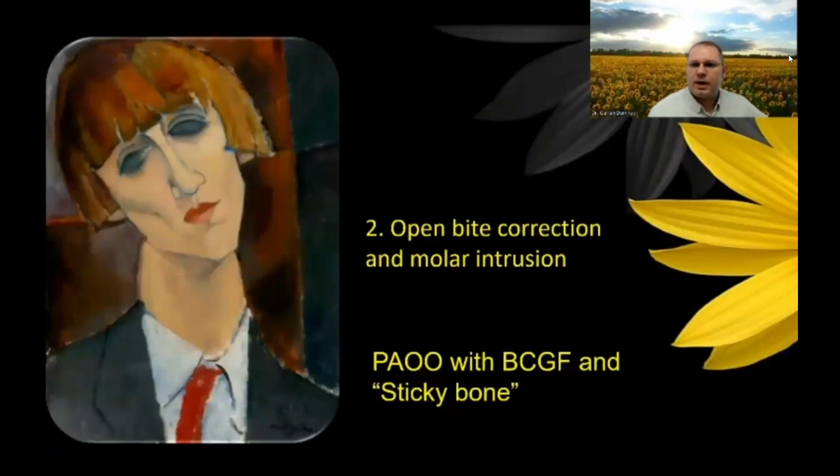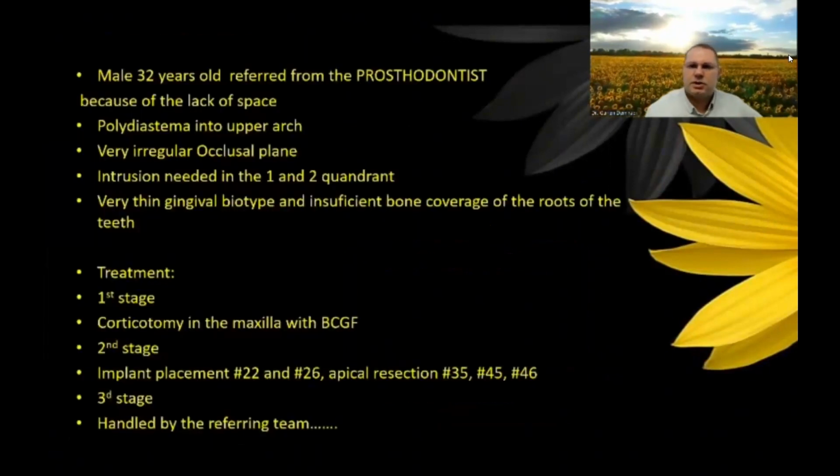Another case with open bite correction and molar intrusion. EAOO with BCGF and sticky bone was used in this case. The patient was a male, 32 years old, referred to us from the prosthodontist because of the lack of space. Polydiastema in the upper arch, very irregular occlusal plane. Intrusion was needed in the first and second quadrant. Very thin gingival biotype and insufficient bone coverage of the roots of the teeth.